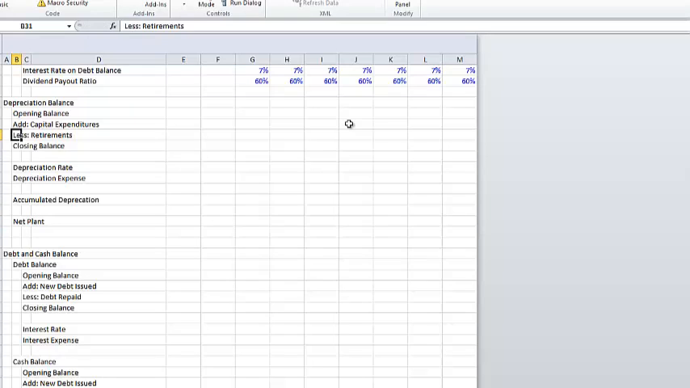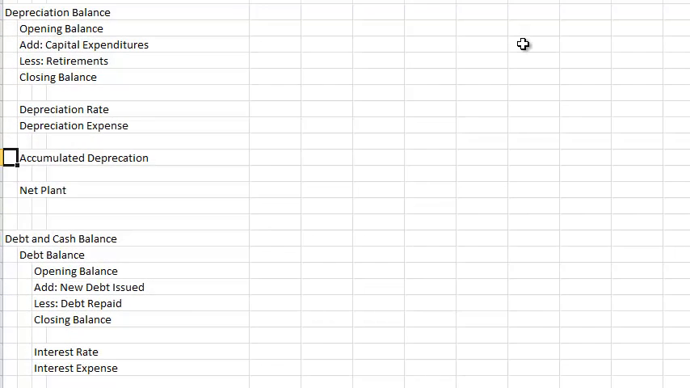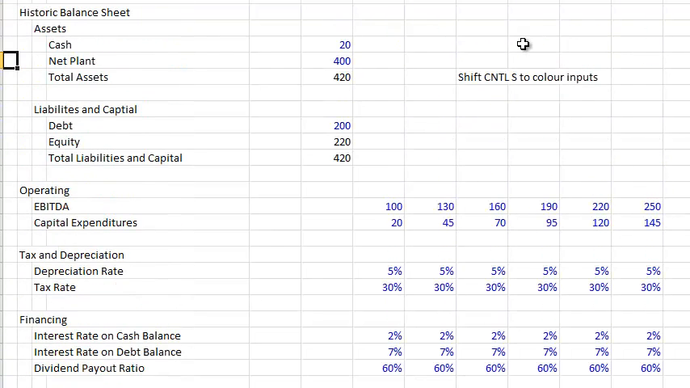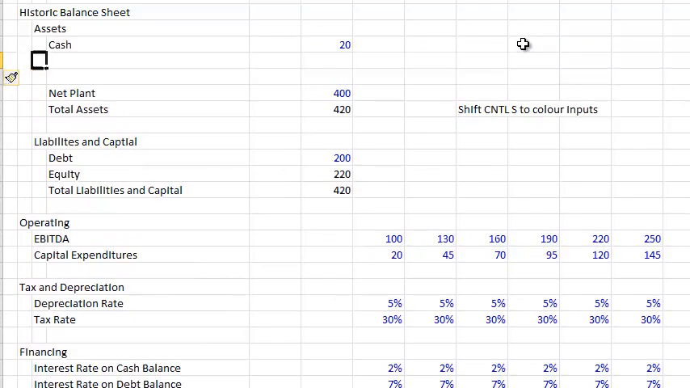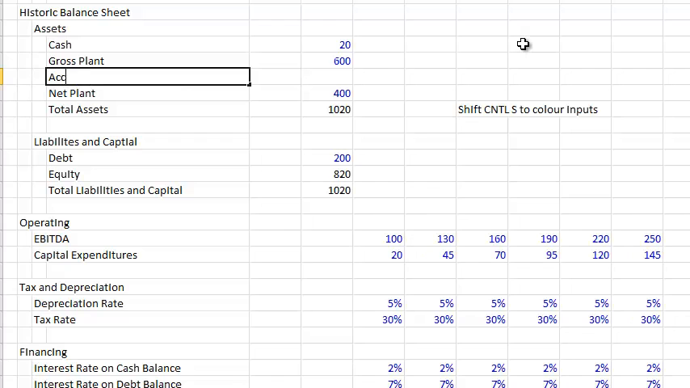Now, I'm not going to put in retirements. This is going to be a whole other subject, how to get an accurate representation of depreciation. We don't have taxes, and I hope you don't mind if I make this simplification. And I think the best thing to do would be, let's pretend we have some gross plant of 600 and some accumulated depreciation of 200, and this is this minus that.